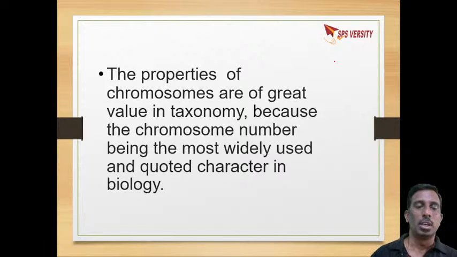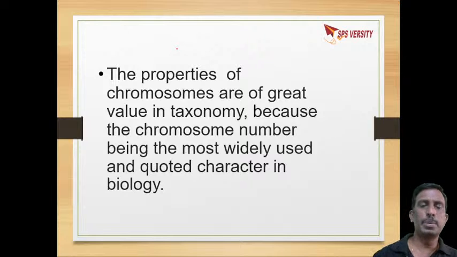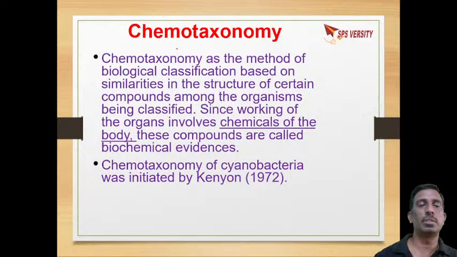Okay. So if you take chromosome number specifically, it is different from one species to other species. Like humans have 46 chromosomes. Each and every species has a different set of chromosomes.